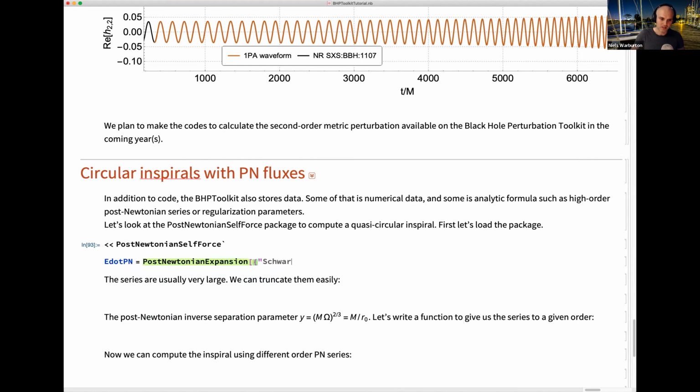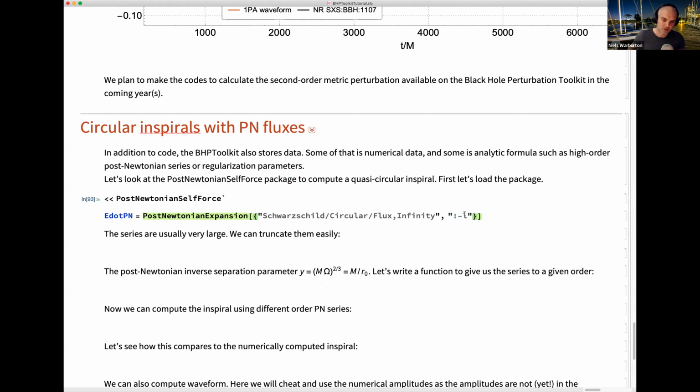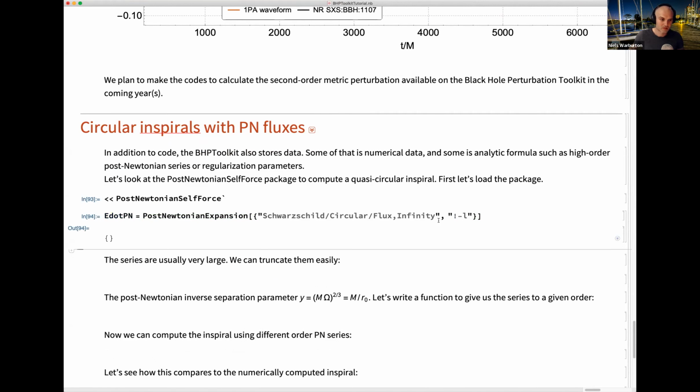These are categorized in a directory structure, so it's quite clear what's going on here. I'm loading the Schwarzschild PN series for circular orbits. I want the flux to infinity. I also don't want the LM modes, I just want the total flux. So an exclamation mark here says don't search for anything with the individual LM modes. Oops, sorry, there should be a slash. So this will take a second to load.